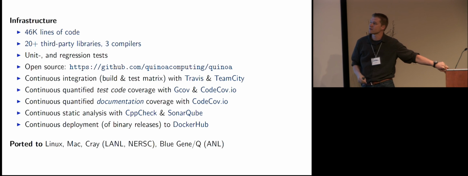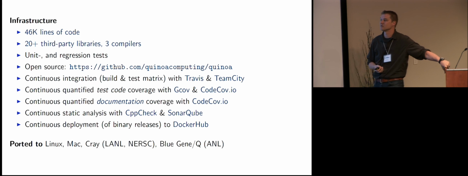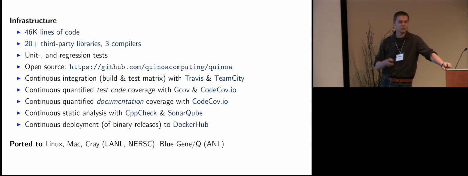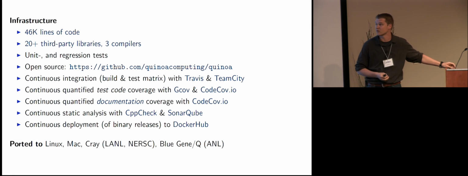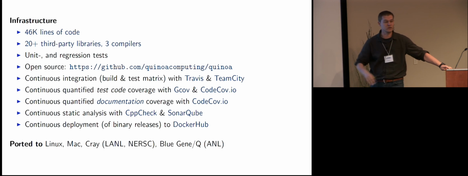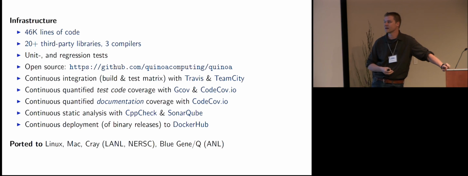So about 50,000 lines of code, 20 plus third-party libraries, 3 compilers, so lots of tests, unit tests, regression tests. The whole thing is open source. Everything, all the laundry is out there on GitHub if you want to take a look. And we have a bunch of different continuous things. Continuous integration, that's a lot of testing, build matrices. We are using two different continuous integration servers. One is outside, Travis, you probably have heard of that. TeamCity is what we use inside the lab.